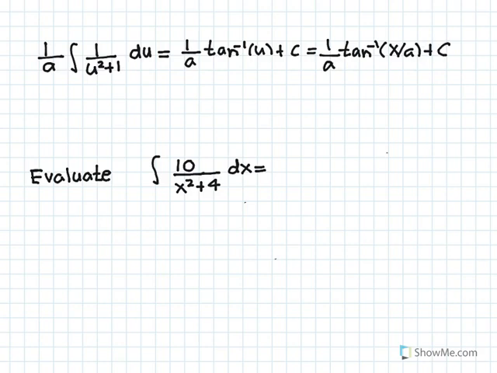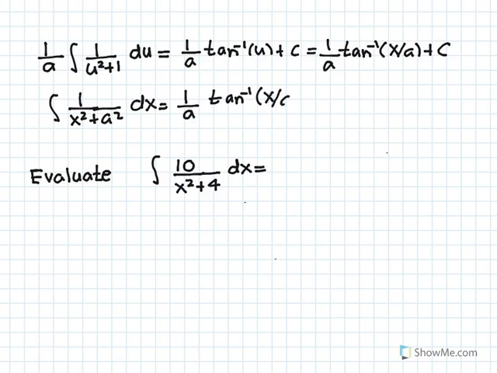So what we have proven here is that the integral of 1 over x squared plus a squared, integrated with respect to x, is equal to 1 over a tan minus 1 of x over a plus c. Let's look at an application of this.